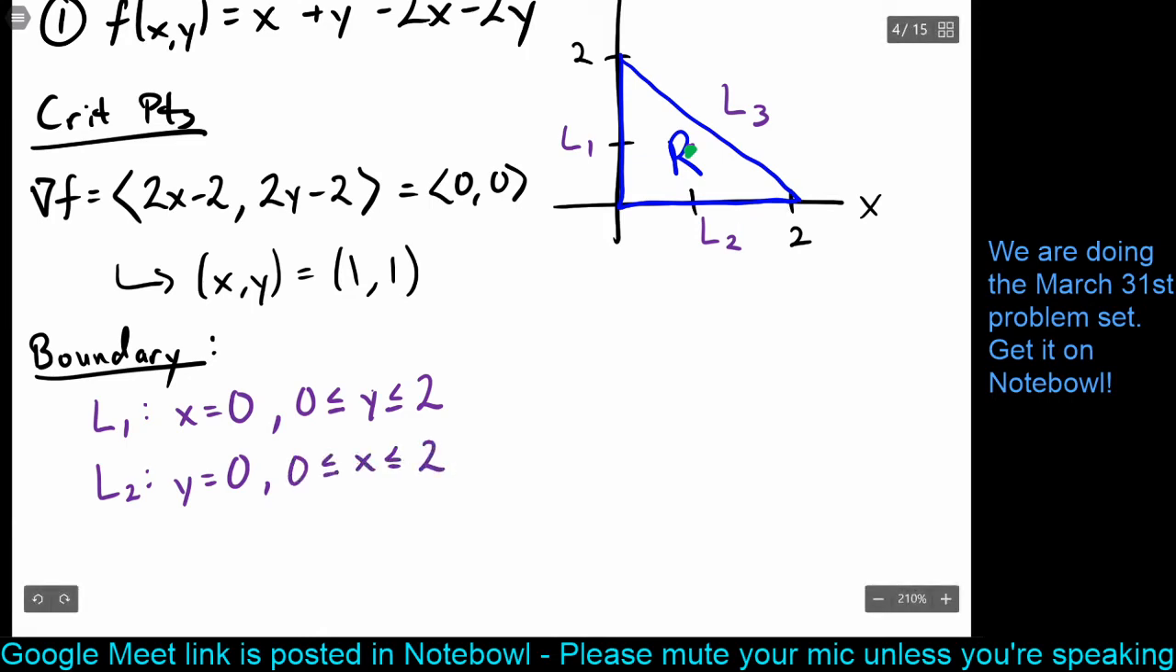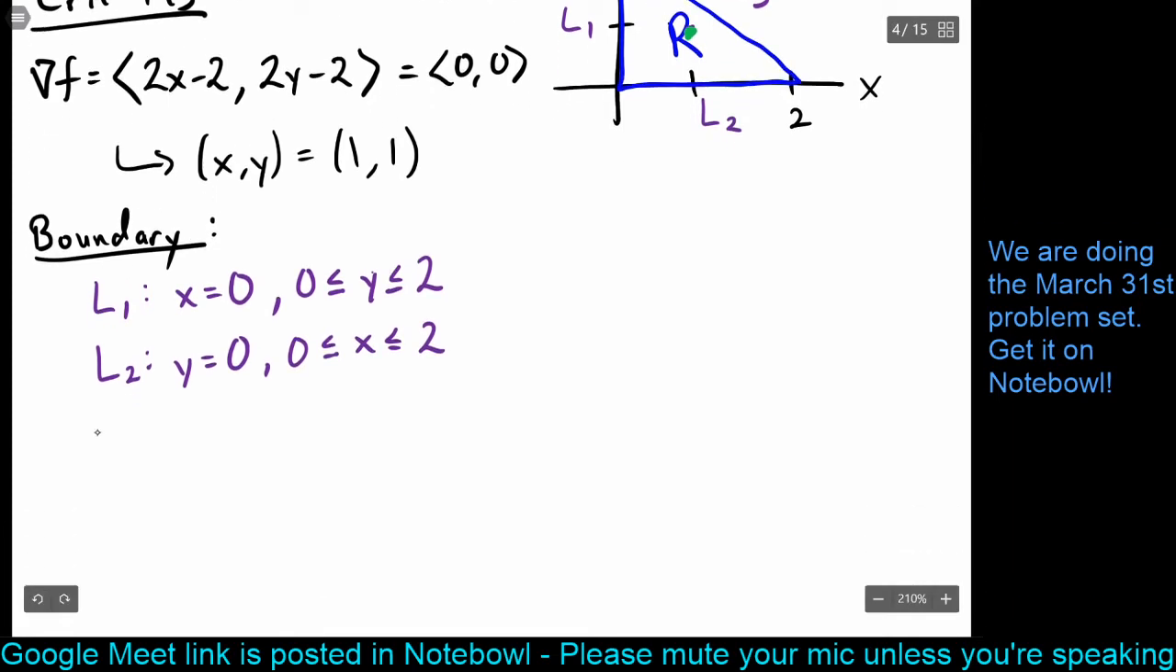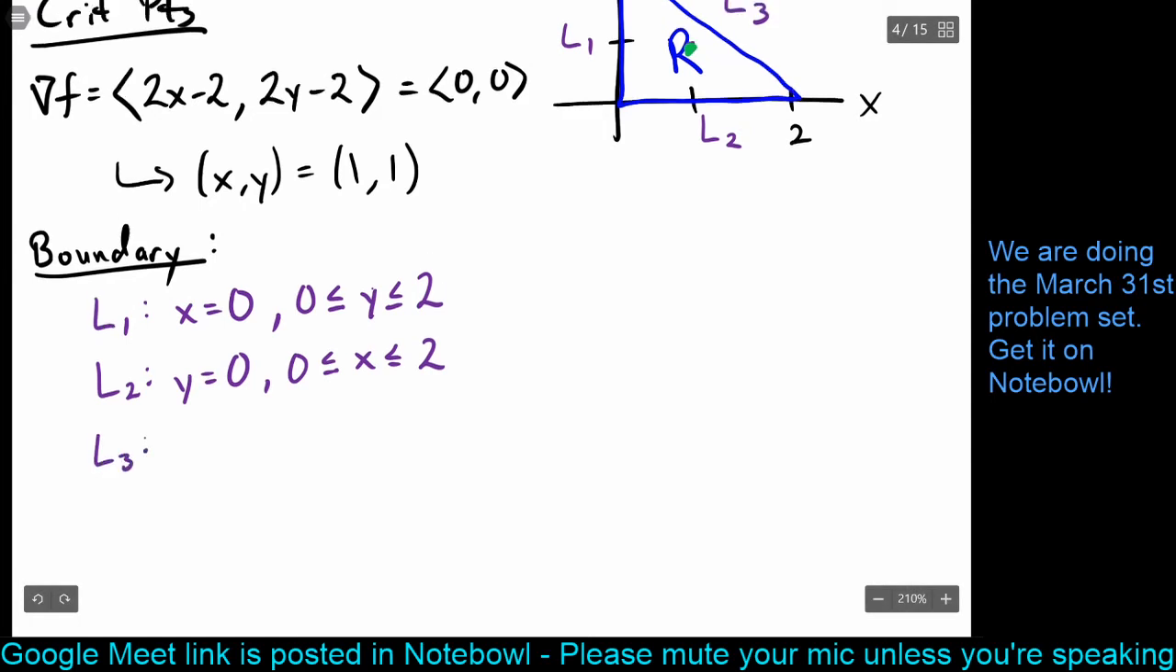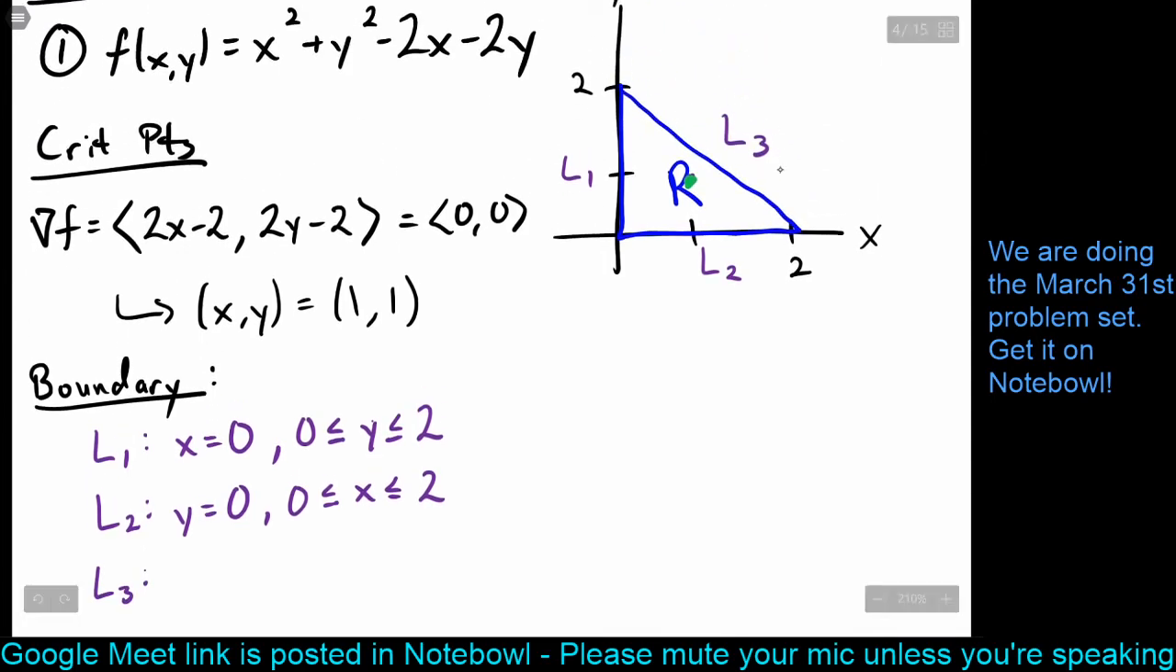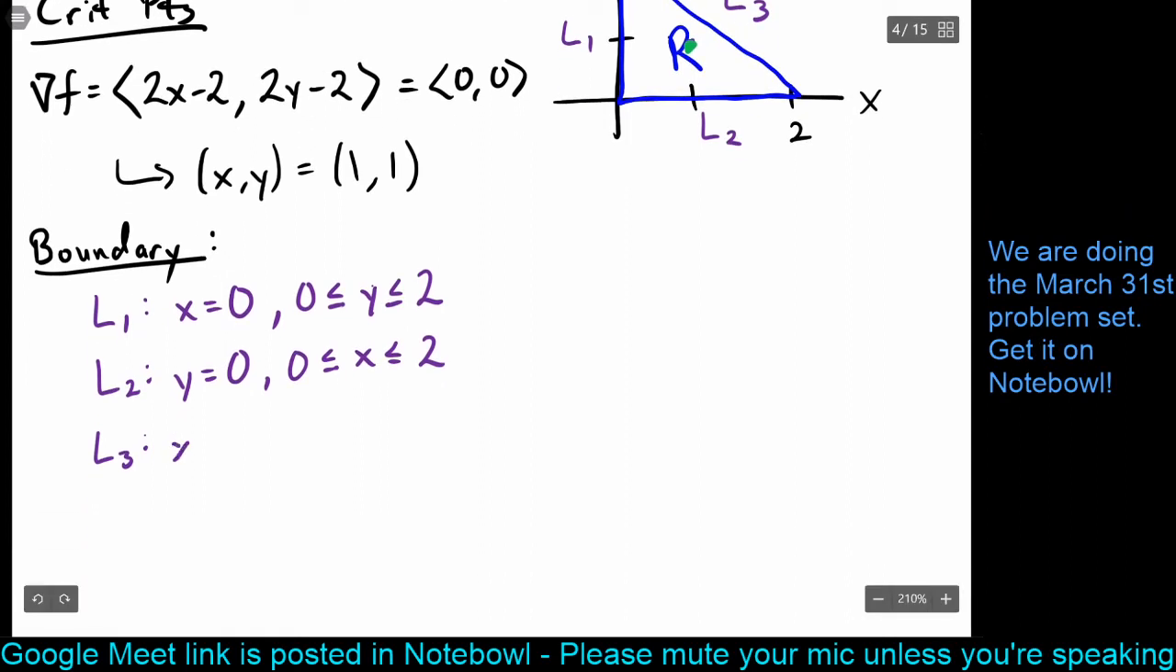The idea here, when we're doing the boundary, is we need to somehow cut down our function from 2 variables to 1 variable. And that should make sense because a line or a boundary is 1-dimensional, so we should only have 1 variable. And then finally, L3. Here, the equation for this line is x plus y equals 2.